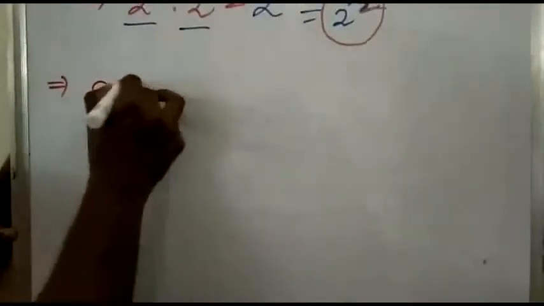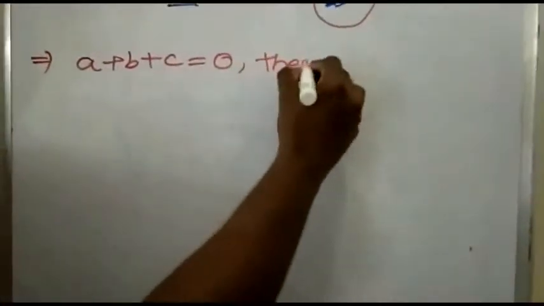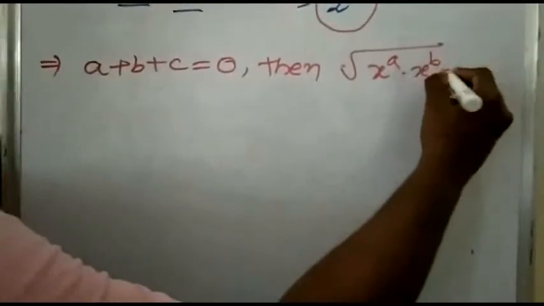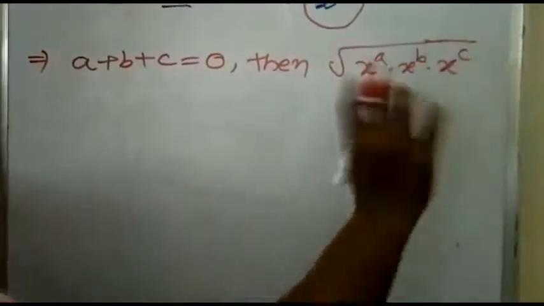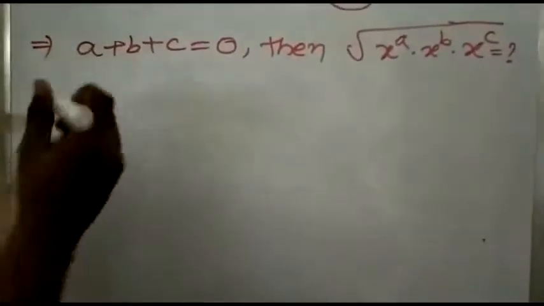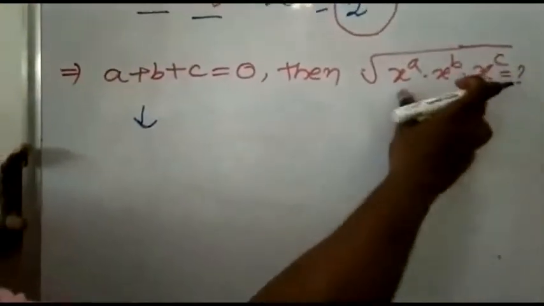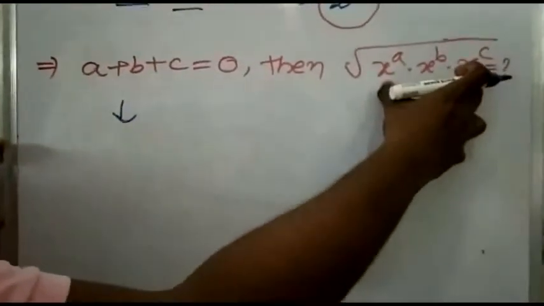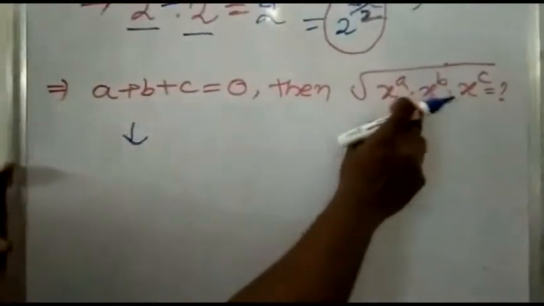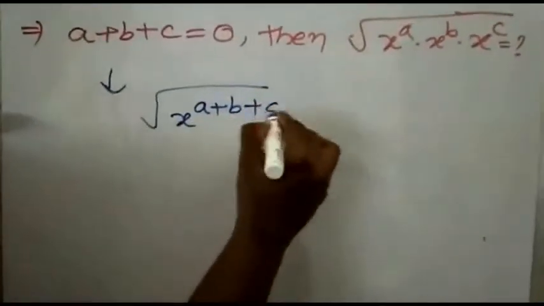The question given is a plus b plus c is equal to 0. Then square root of x power a into x power b into x power c is what? So how to solve this? First of all, what is x power a into x power b into x power c? Bases are equal, so powers should be added. So this becomes square root of x power a plus b plus c, right?